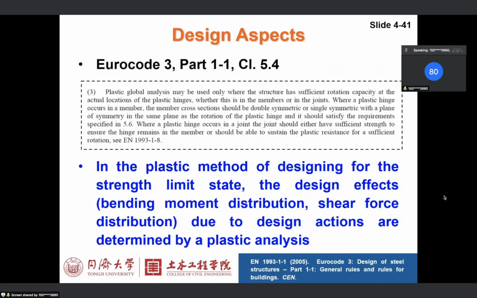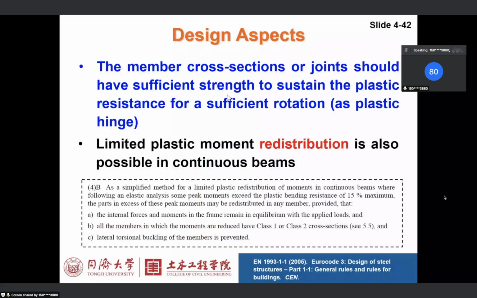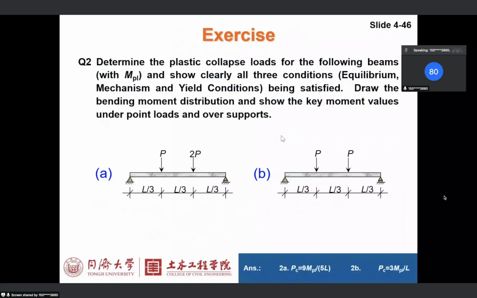So design aspects, I leave this to you after the class. I'm not going to go through this. Just try to quickly go through this after class. Here are some exercises available for you to do after the class, and these are the answers that you could check. Try to do that after class.